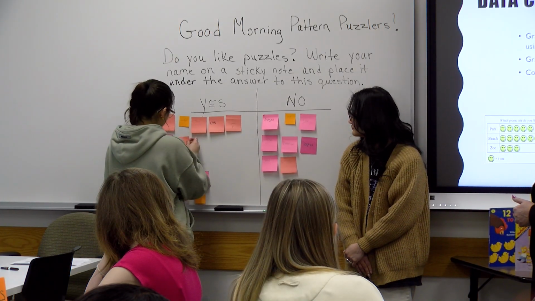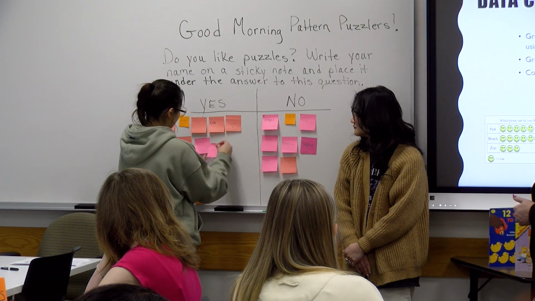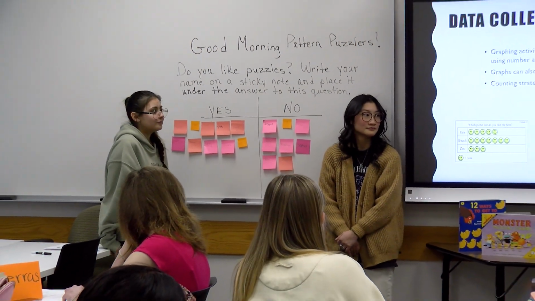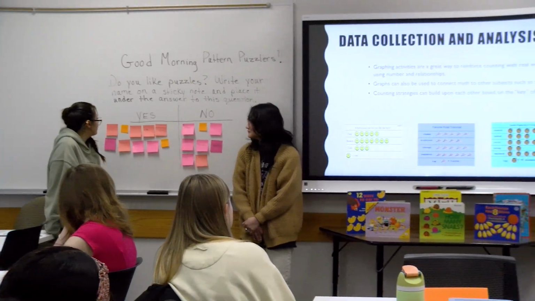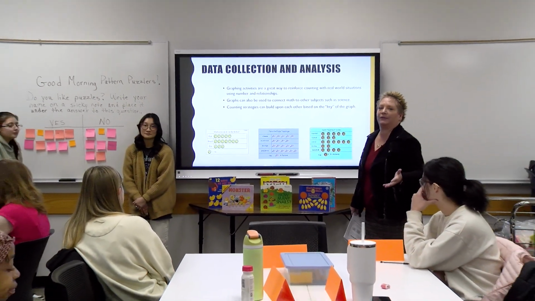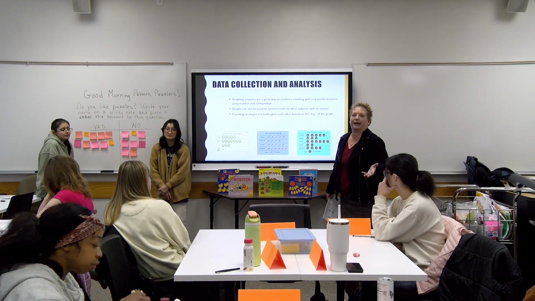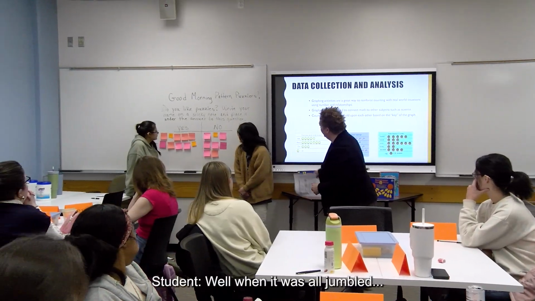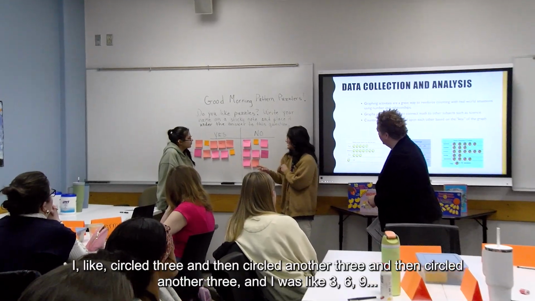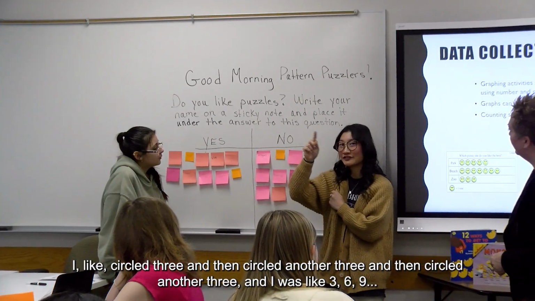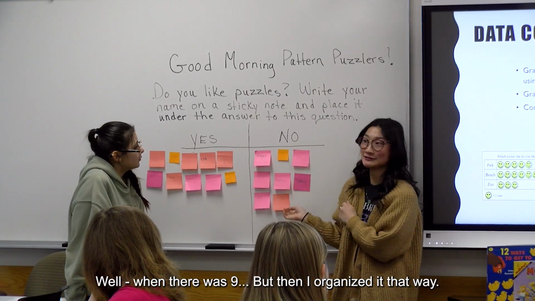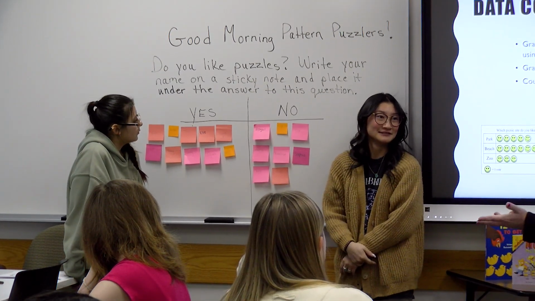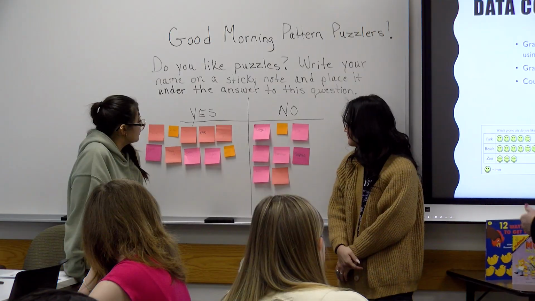Good. Nice. So, what do we know about a 10 frame? What happens when it's full? How many are there, class? 10, right? Okay. So, were you thinking the same thing with the no's? Well, when it was all jumbled, I circled 3 and then I circled another 3 and then another 3, and I was like 3, 6, 9 when there was 9. But then I organized it that way in my thinking. Good. Could the two of you work together to set up the no's like a 10 frame?